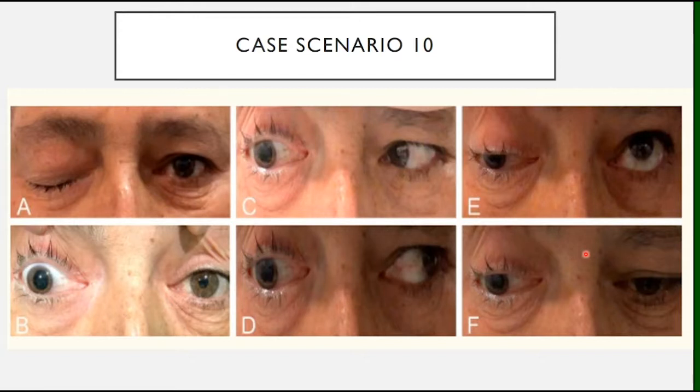Yeah. So what do you think? And the position of the eye in B? Abducted. Yeah, it's slightly abducted. Down and out. Ptosis, down and out. Dilated pupil. Third nerve. Okay, let's move on.